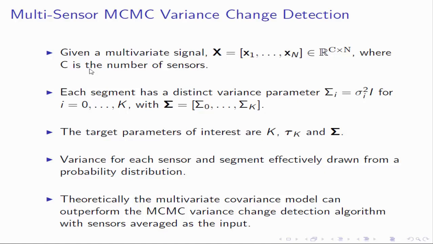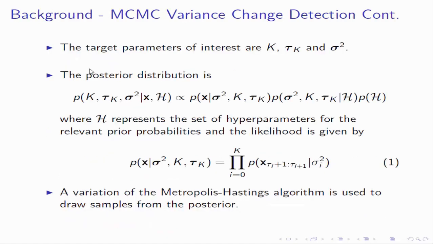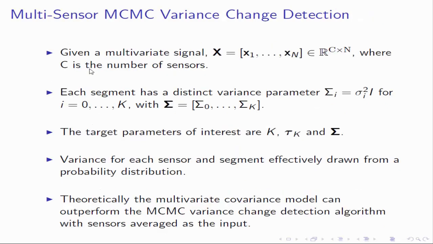And as before, the target parameters of interest are k, tau subscript k, which again is a vector of length k, and a matrix, not a vector, of variances, or in this case, the covariance. So we have k plus 1 of these covariances, which becomes a k plus 1 by C matrix. And the problem is the same as before. The derivation of the posterior is about as similar, but there's a bit of a difference. But it's not a huge problem to evaluate this.